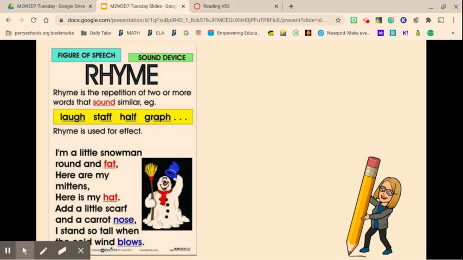I am a little snowman, round and fat. Here are my mittens, here is my hat. Add a little scarf and a carrot nose. I stand so tall when the cold wind blows.